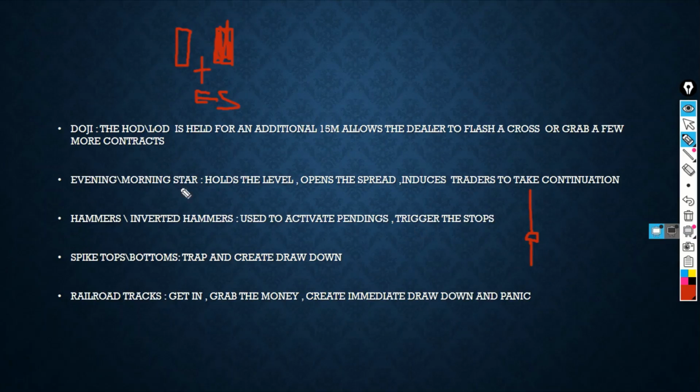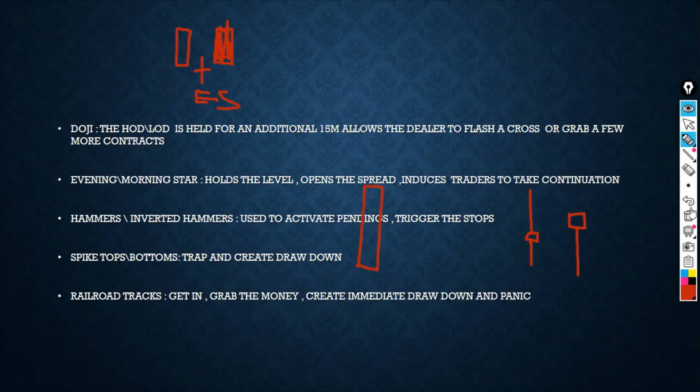So this might be a hammer. Some will look like this. You see them if you go on the charts. If you have watched the previous video on candlesticks, I think I've explained and shown you what a hammer looks like, in the first videos. Then we have spike tops and spike bottoms, which are candles used to create drawdown.